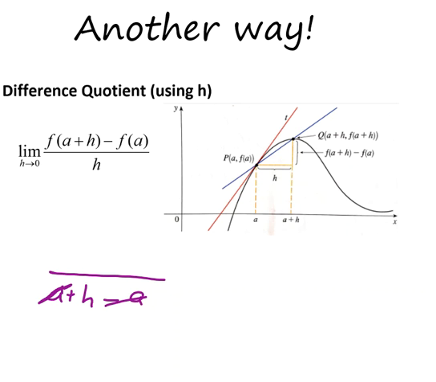What that's saying is, if I have this point of tangency that I want, I can take another point that's h units away, and that's what this f of a plus h is. The difference between the consecutive points is h. That's why we call it a difference quotient.